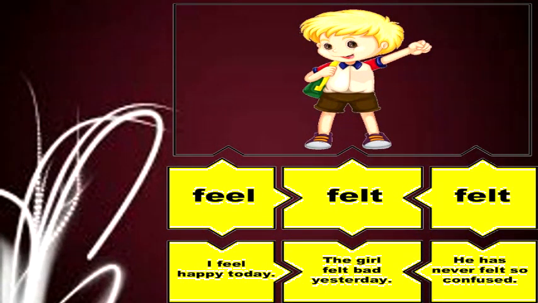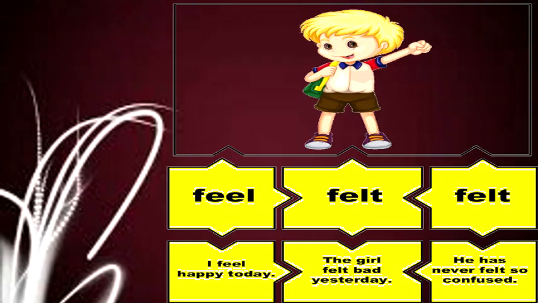Feel, felt, felt. Now, I feel happy today. Children, this is a state verb. State verb means which can only be felt. It is not an action verb, right? We can only understand the meaning of feel. So the present tense is I feel happy today, in which feel is used as present form of the verb.